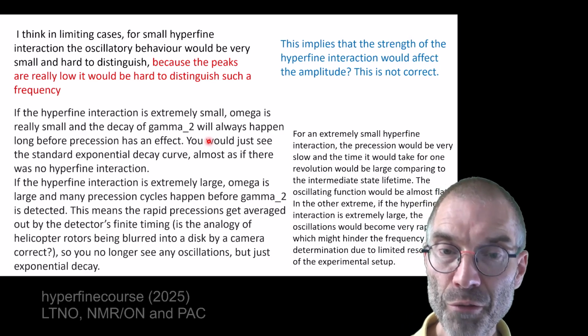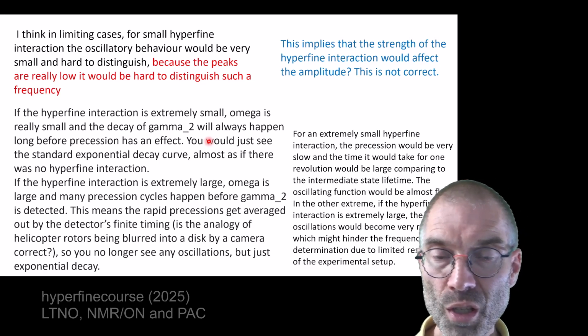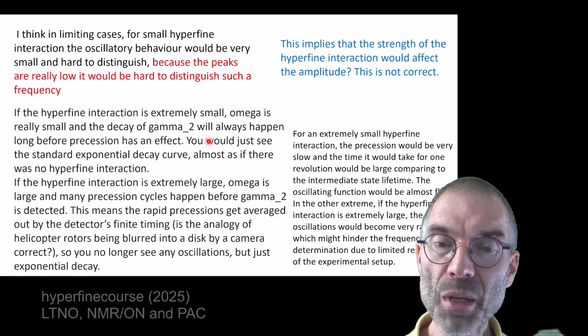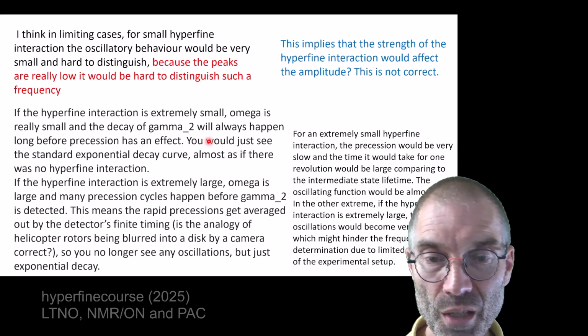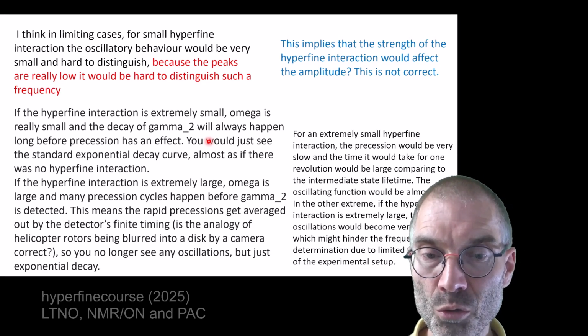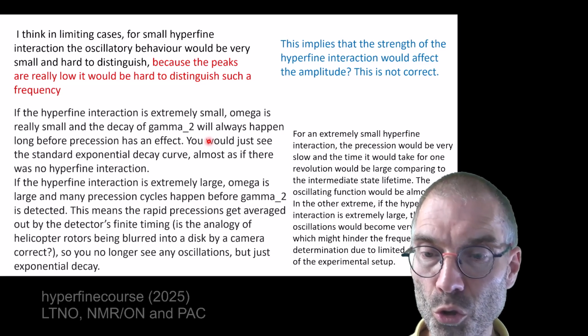Well, try to fit a cosine function through a set of data points where you have only the very beginning of the cosine function. You can understand that you will not be able to fit to determine the correct frequency.